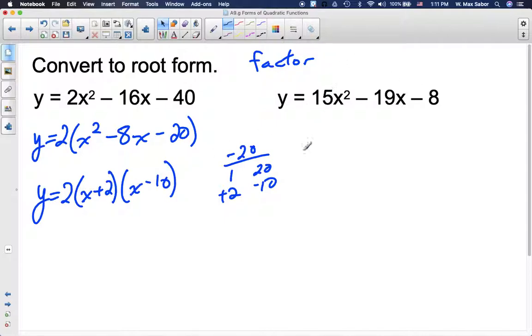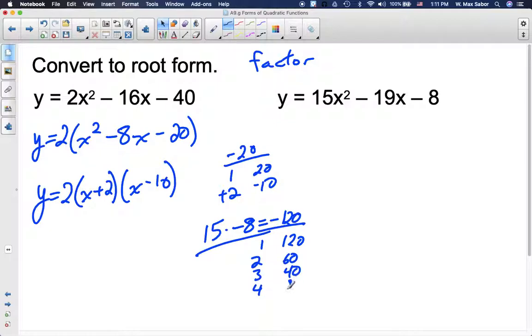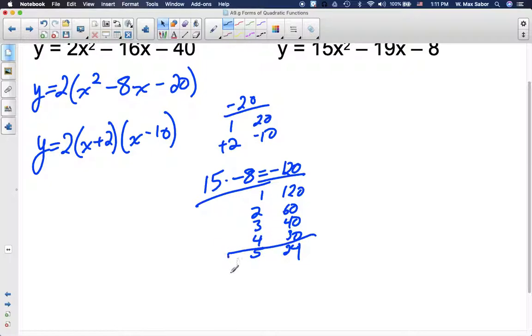Here, we're going to have to do 15 times negative 8, which gives us negative 120. So the factors of negative 120, 1 and 120, 2 and 60, 3 and 40, 4 and 30, 5 and 24. 5 and 24 work. So positive 5, negative 24 will allow us to write this as 15x squared plus 5x minus 24x minus 8.